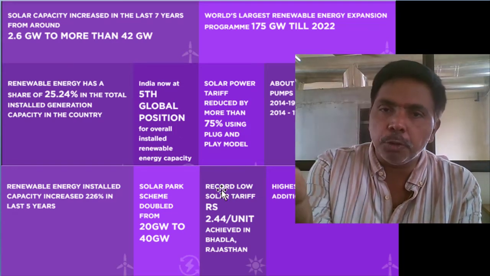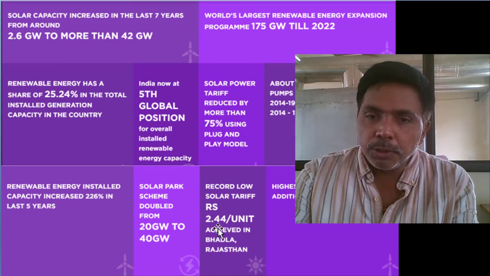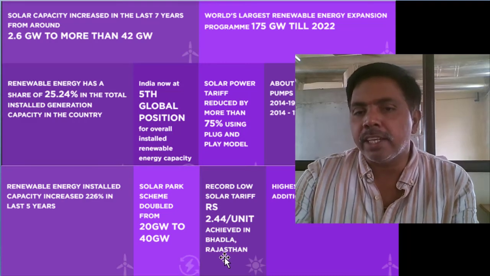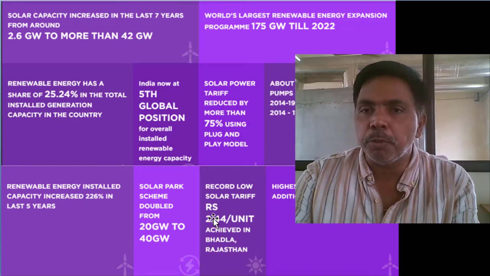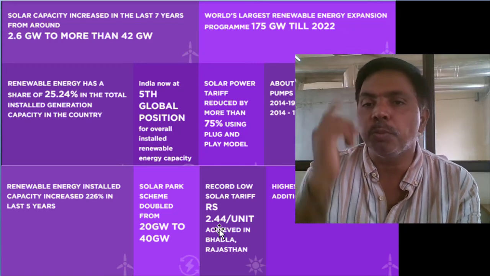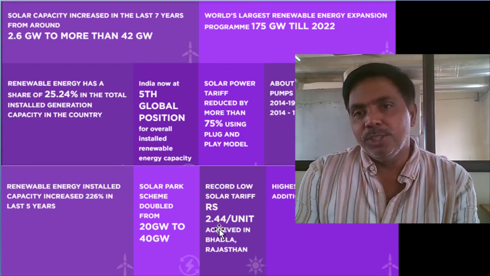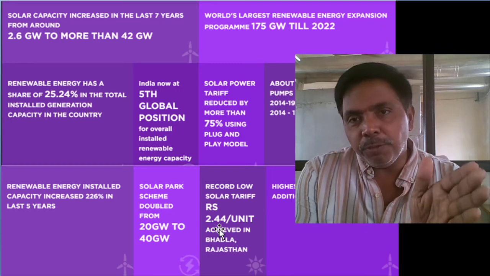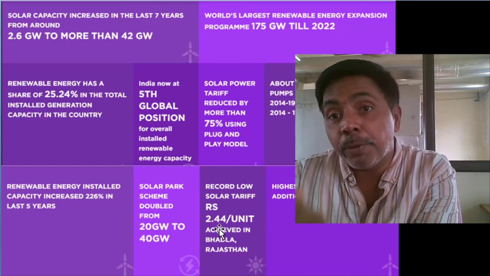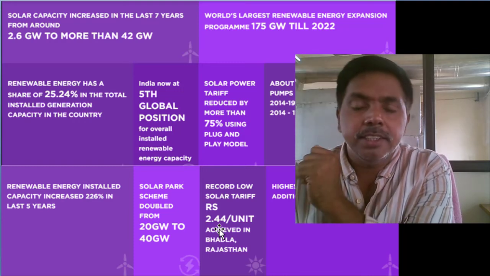And you see the tariff also. I took this directly from the MNRE website. You can see on the MNRE website that the tariff also reduced, to 2.44 in Rajasthan, where they recently installed a solar PV plant. The unit generation cost is only 2.44 rupees. So solar thermal efficiency is high, but investment cost and operation and maintenance cost are high.